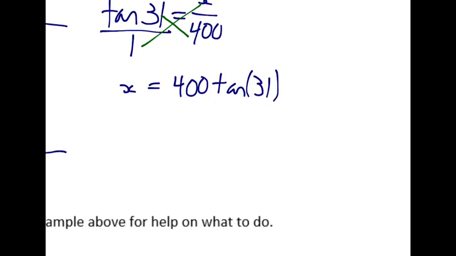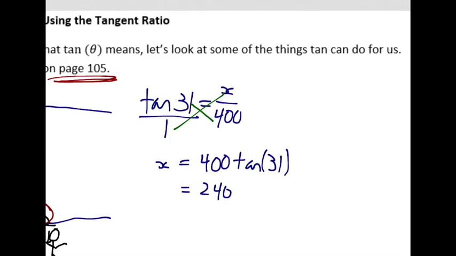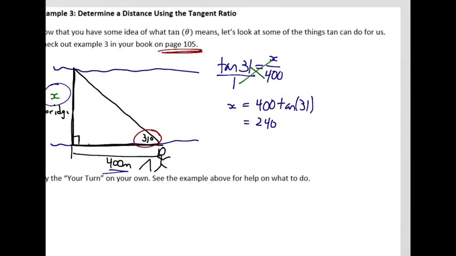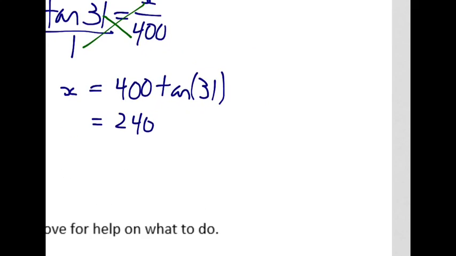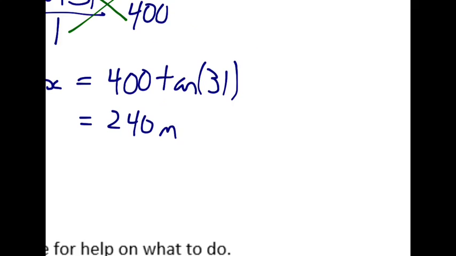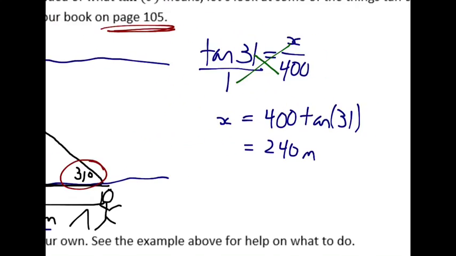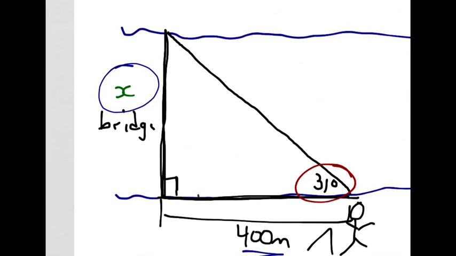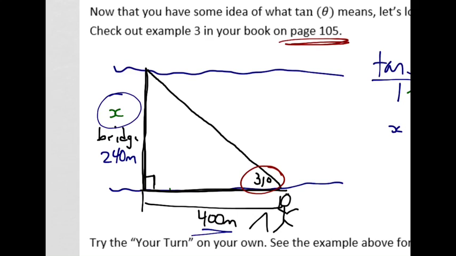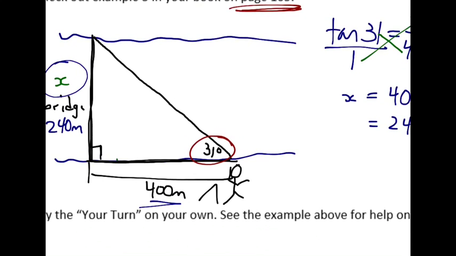400 tan 31 gives 240, and they wanted rounding to, what did they say? Yeah, the nearest meter. So just 240 meters. And there you go. That's how long a bridge, or at least this bridge, needs to be to make it across this river. 240 meters of bridge to make it across the river. So now this guy can keep his job and go home and be happy because he can feed his family, because he figured out how far across the river is, and he can now help his company build that bridge.